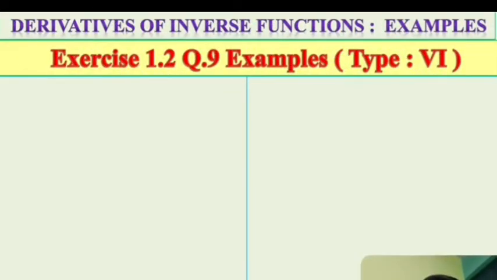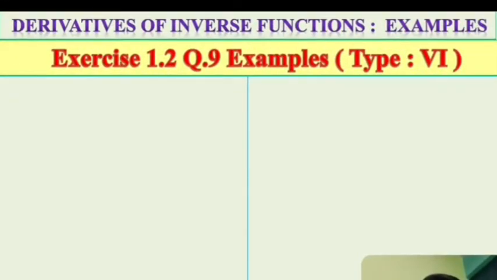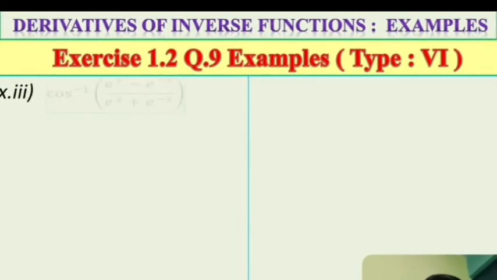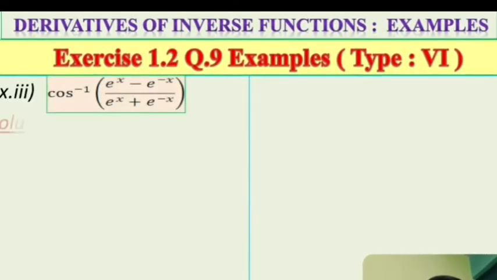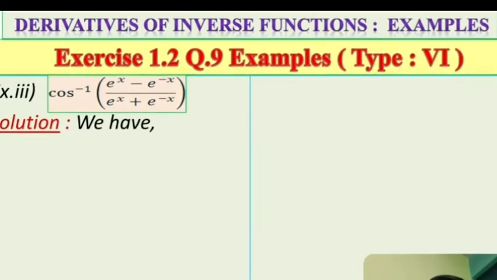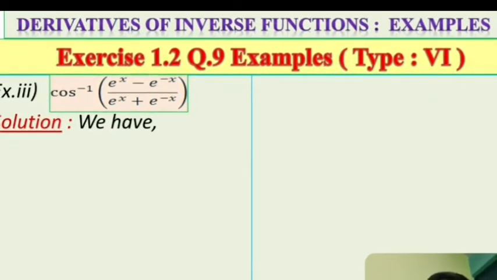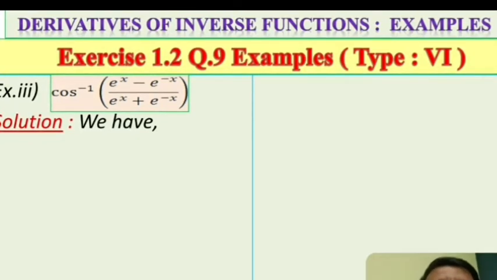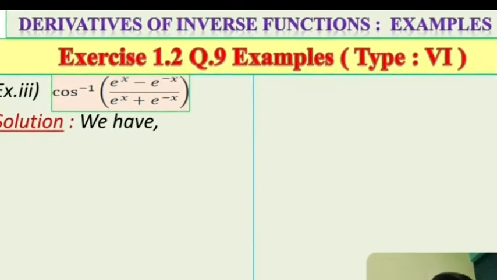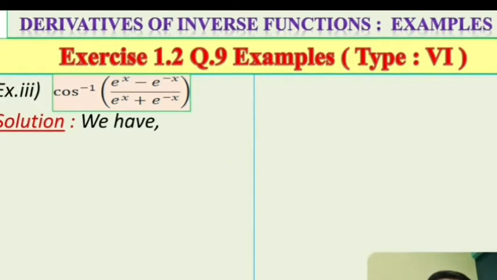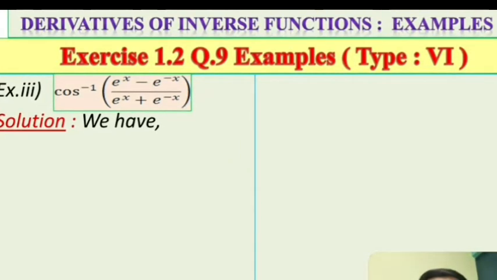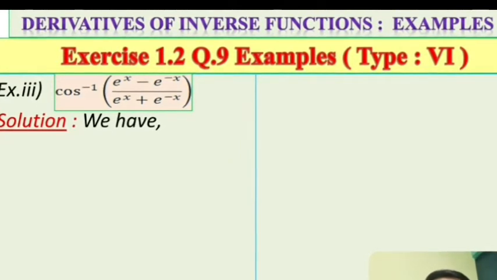Okay, now taking the third example of the substitution method of type 6, the given function is in the form of cos inverse of (e raised to x minus e raised to minus x) upon (e raised to x plus e raised to minus x). Okay, that is our given function.